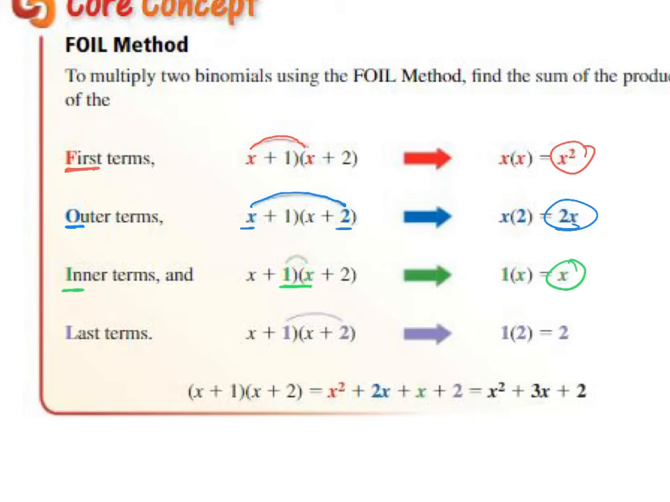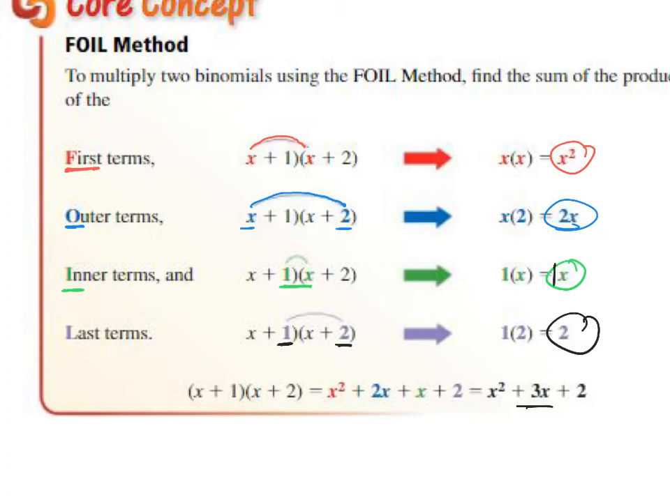I don't have a purple in my arsenal, so I will use black. I've got the last terms, 1 times 2 gives me 2. So now I can just add those together, and I've got x squared plus 2x plus x plus 2. And I know that 2x plus x is 2x plus 1x, or 3x.